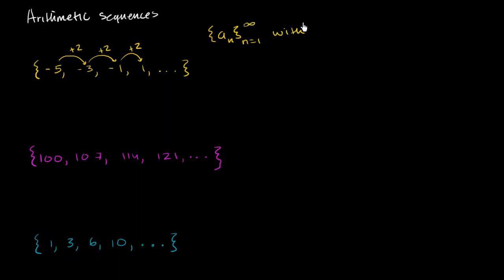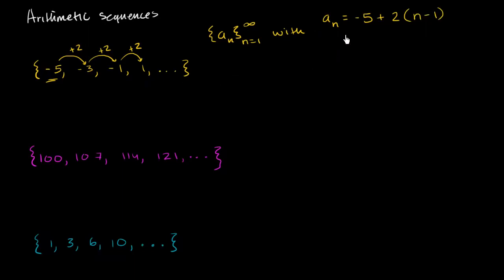So if we wanted to define it explicitly, we could write a sub n is equal to whatever the first term is. In this case, our first term is -5. It's equal to -5 plus, we're going to add 2 one less times than the term we're at. So for the second term, we add 2 once. For the third term, we add 2 twice. For the fourth term, from our base term, we added 2 three times. So we're going to add positive 2, one less than the index that we're looking at, n minus 1 times. So this is an explicit definition of this arithmetic sequence.